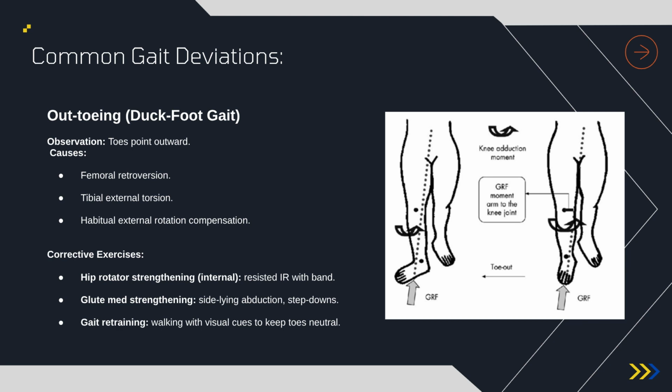Corrective interventions: biasing hip internal rotation strengthening with resisted internal rotation, whether it be side lying or seated with a band. Working on glute med stability, such as side lying hip abduction or step downs. And gait retraining, using visual cues to keep the toes in neutral. You can't cue the foot if the rotation comes from the femur.